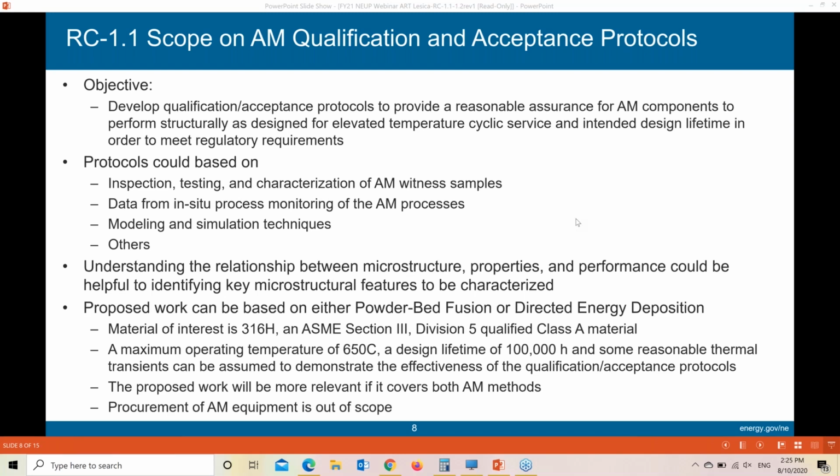But the end product of this scope is not necessarily a code case, but the qualification and acceptance protocols that the PIs can convince us that yes, indeed, if I do X, Y, Z, I can have some reasonable assurance that these components can perform for 100,000 hours at 650 C under some thermal transient.